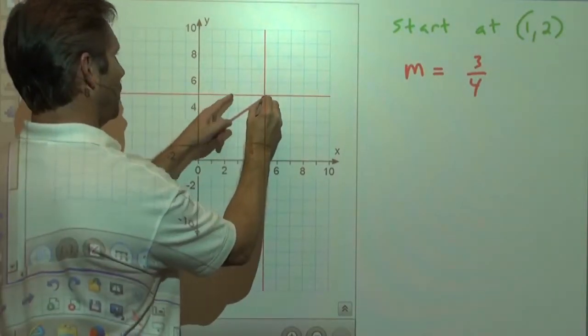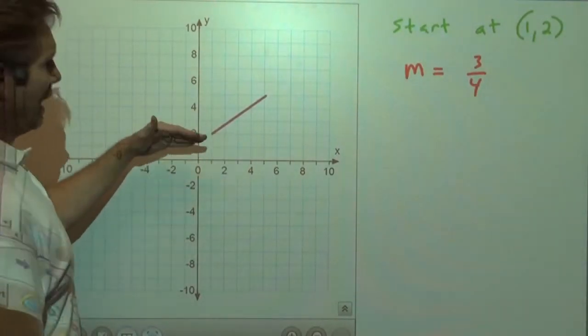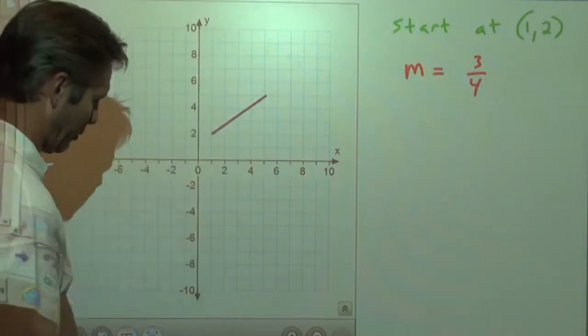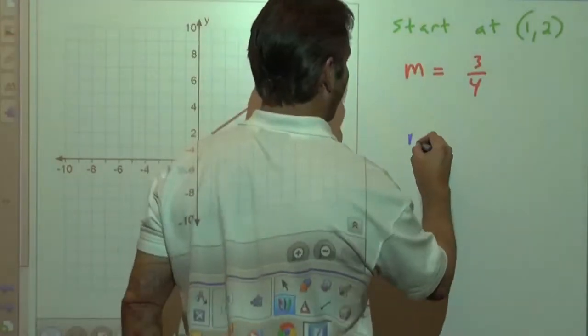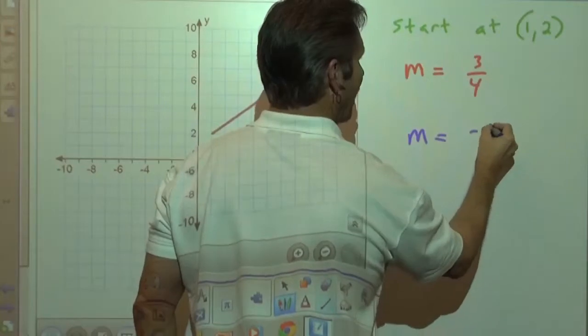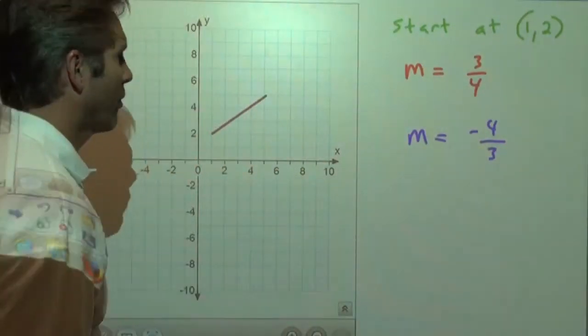1, 2, 3, 1, 2, 3, 4. Boom, there it is. That would be a line that would start at the point (1, 2) and have a slope of 3/4. It goes up 3 in the y direction while it goes over 4. Well, let's contrast that with another line whose slope is the inverse of this and the opposite of it. So the opposite reciprocal, its slope would be -4/3.